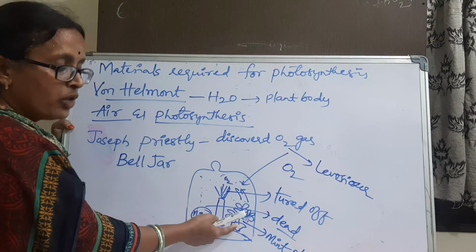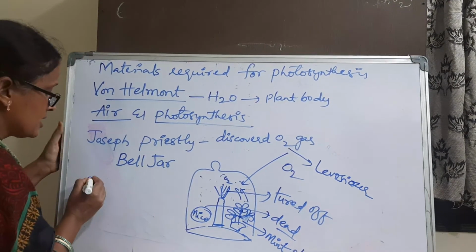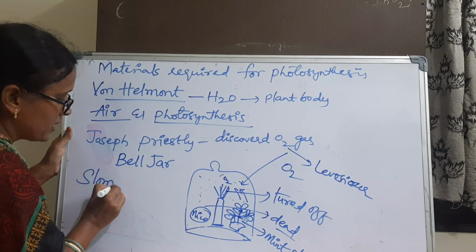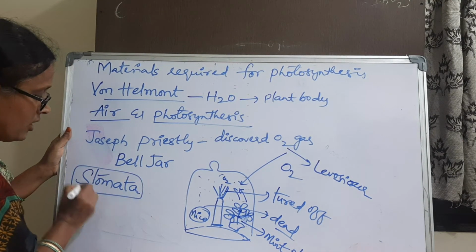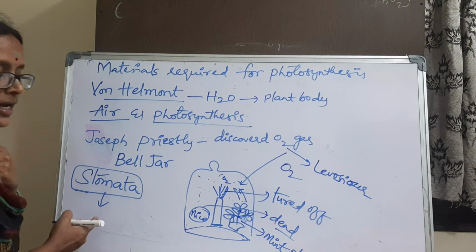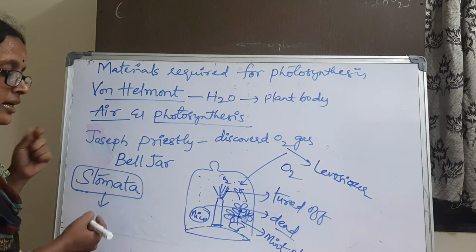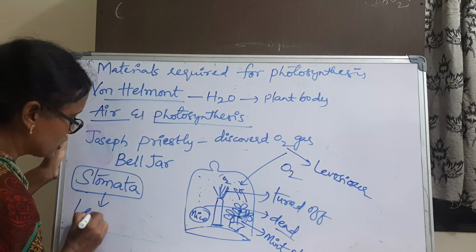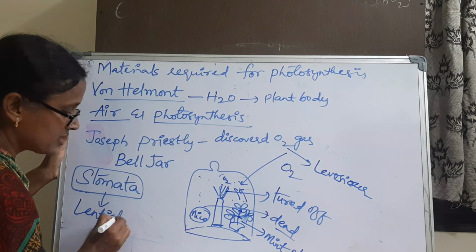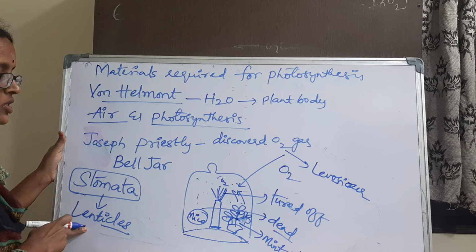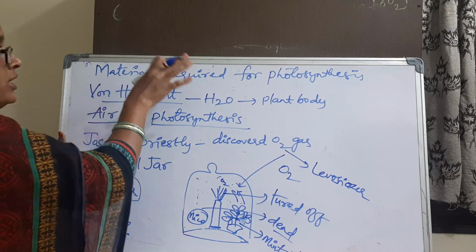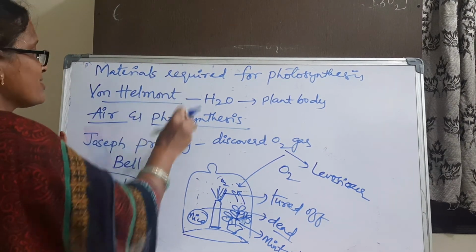Whatever gas is required for the burning candle and mice is released by the plant. We know that in plants there are minute pores present in the leaves. They are known as stomata. Stomata help with gas exchange. And not only stomata, on the stem there are lenticels. Lenticels are also used for gas exchange. Okay children? So those are the materials required for photosynthesis in this topic.